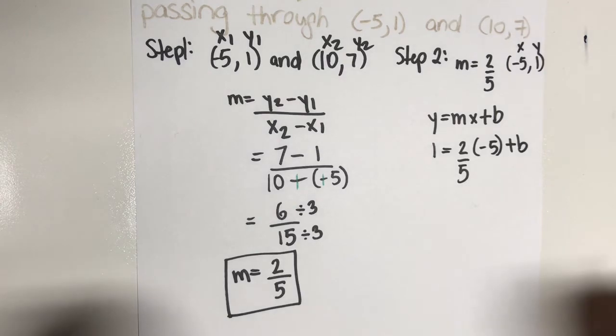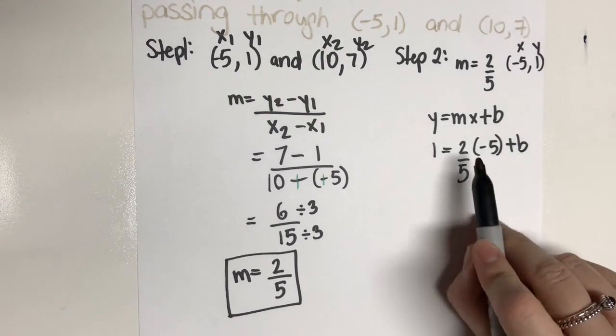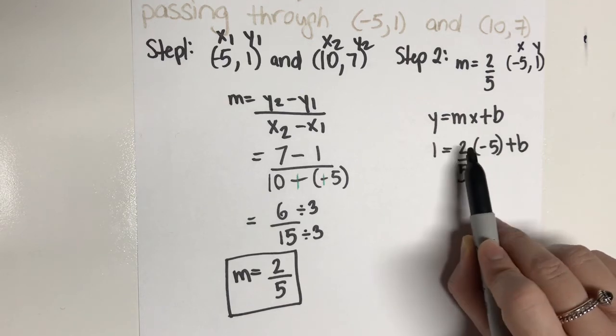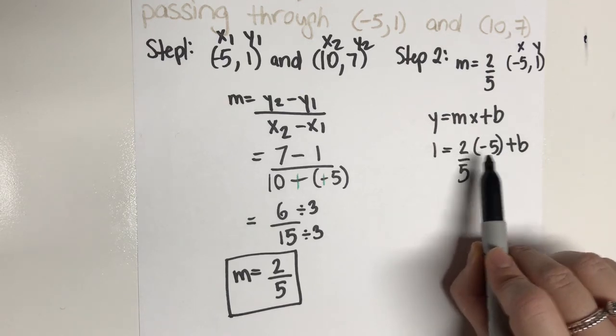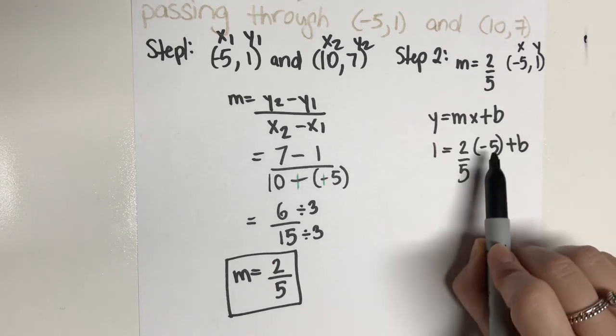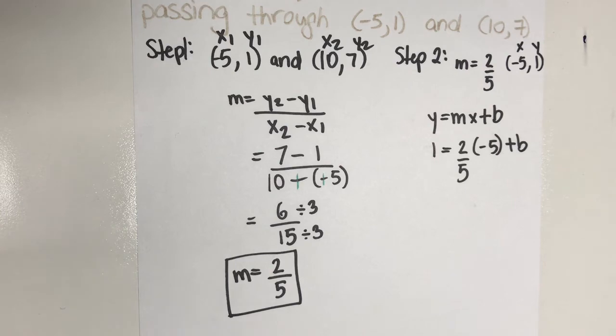Okay, so in the previous video, what I did at this point was I multiplied the numerators. The denominator, this 5 here, is 1. So I multiplied the numerators. So 2 times -5 is -10. Denominator is 5, so -10 divided by 5 is -2.